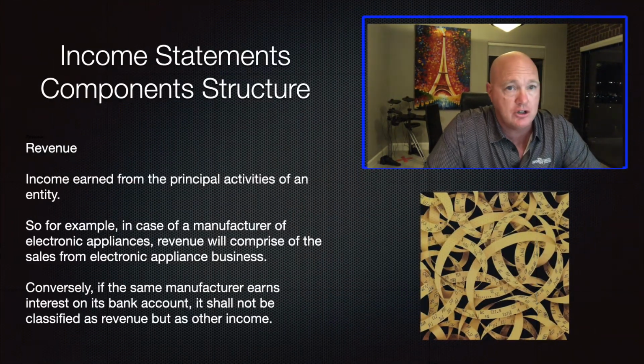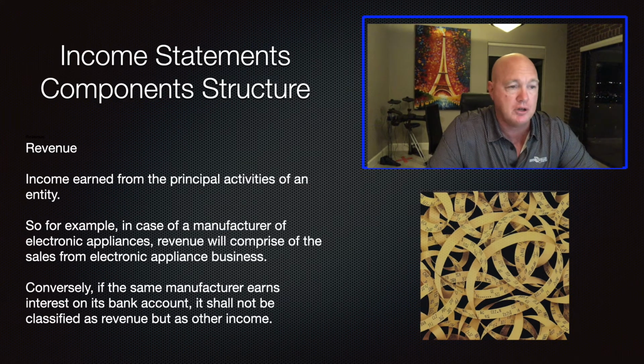So the first line on the income statement, the top line, if you will, and you'll often again hear things called the top line. What they're talking about is revenue. So revenue is income that is earned from the principal activities of an entity. So it's all of the money that comes in from doing what that company does.